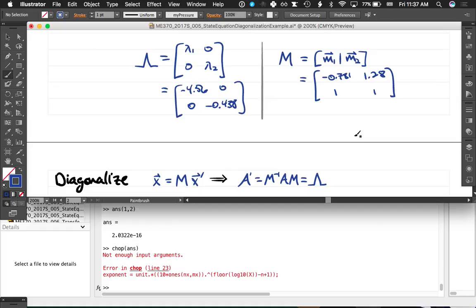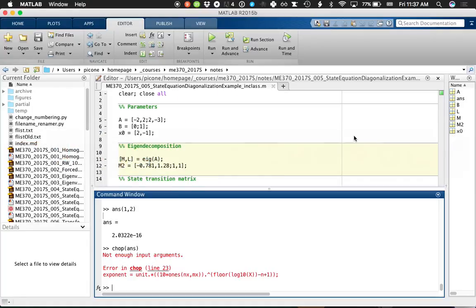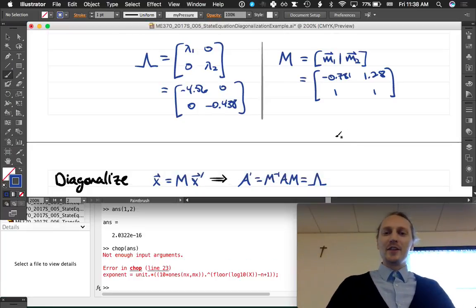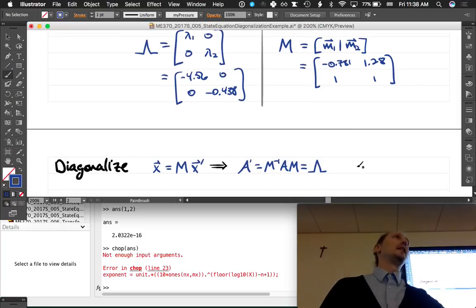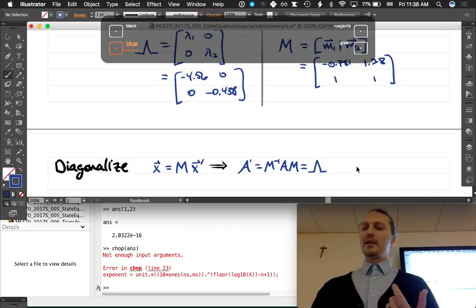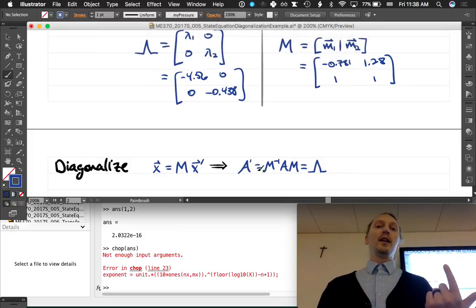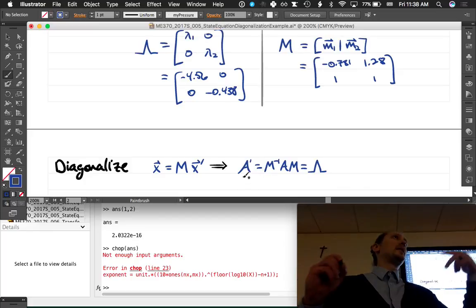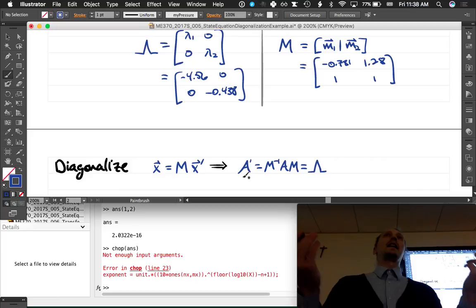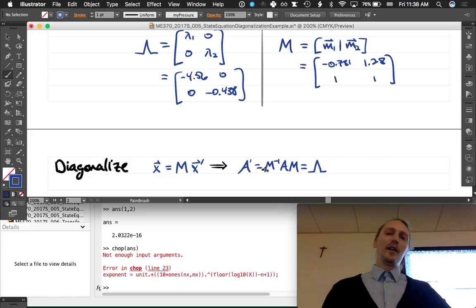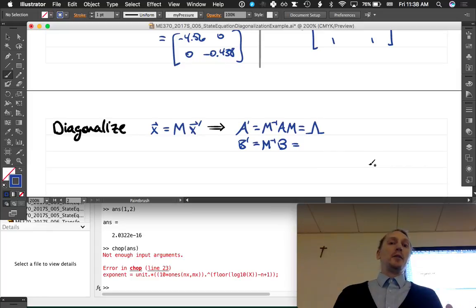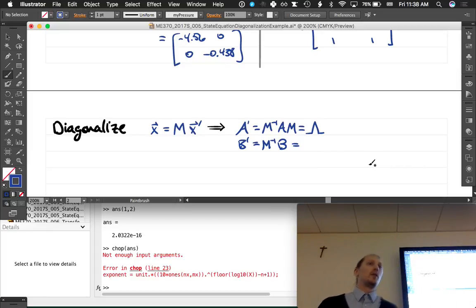Now, we've got A prime being lambda, which is what we knew was going to happen, right? Then we also need to compute B prime. We don't have to do C prime and D prime because we're only looking for the state solution and not the output solution. They are easy enough to compute if we needed them. So B prime is equal to M inverse times the original B. So computing M inverse, let's remember how to do that.